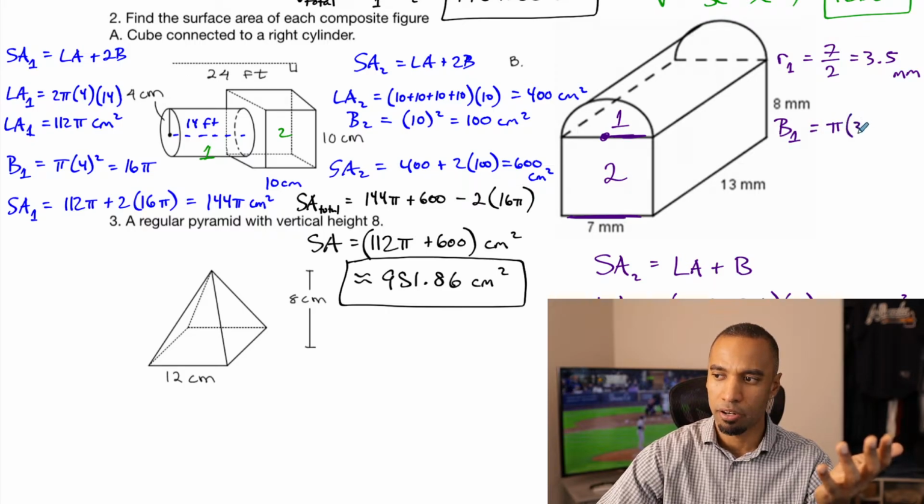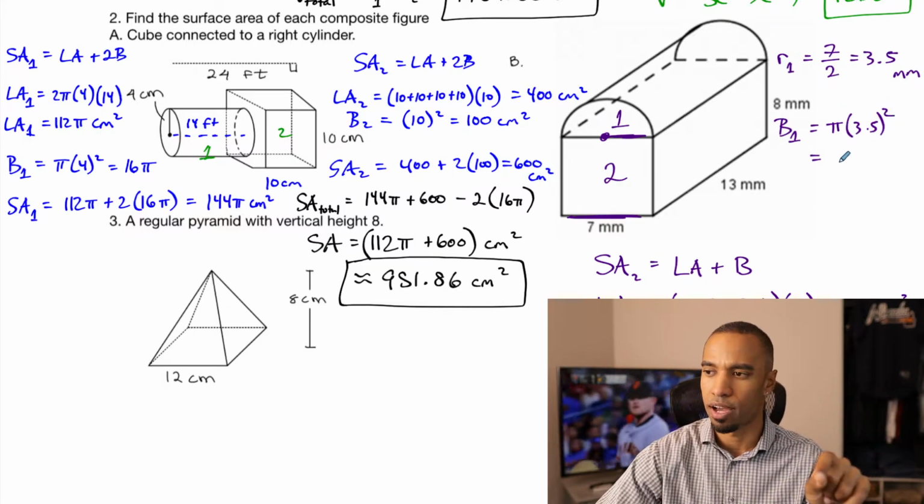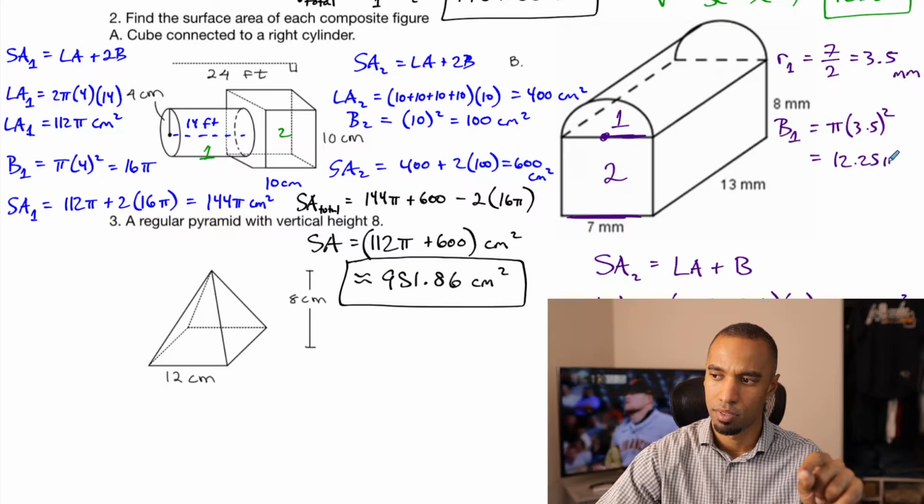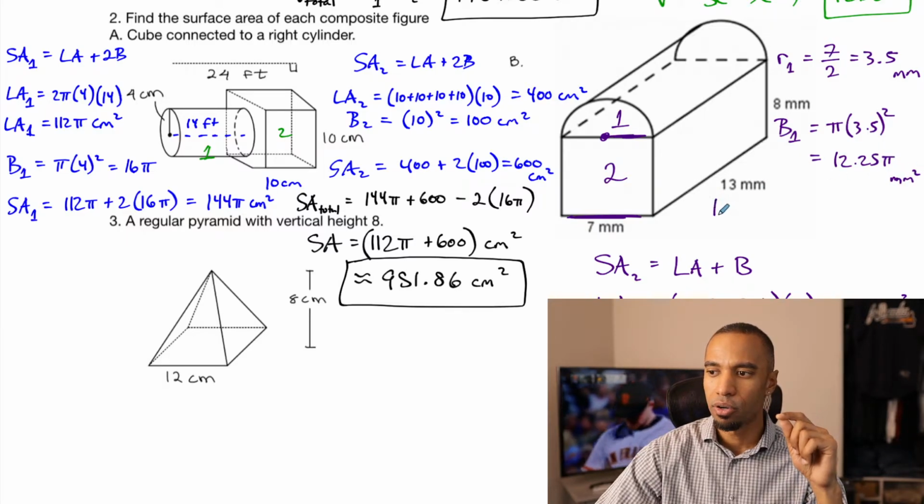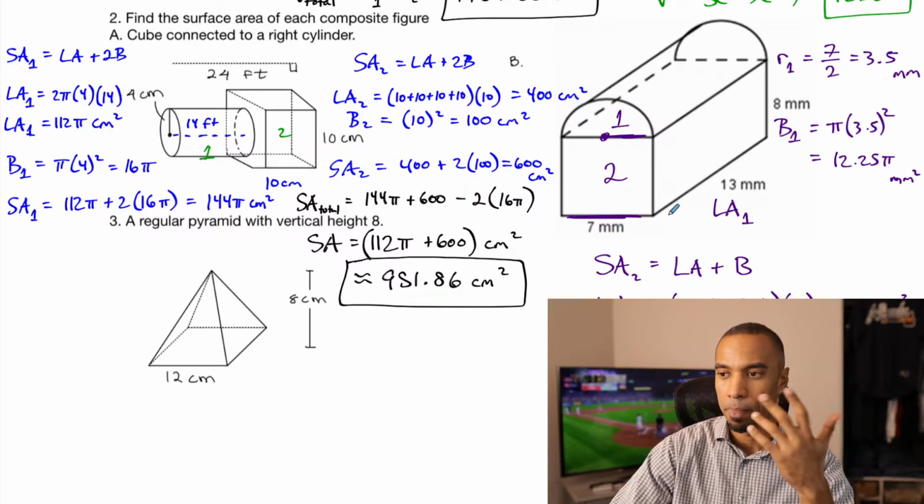That's just going to be my pi r squared. Remember, there's a half circle on the front and on the back. So pi r squared. I think 3.5 squared is 12.25, so I have 12.25 pi square millimeters for the area of the base. Now my lateral area for this thing here, normally it's circumference, perimeter base times height.